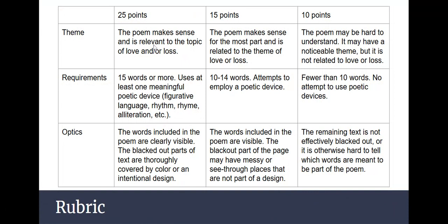So here's your rubric. If you're shooting for an A, that's this column over here. The poem makes sense and is relevant to the topic of love and or loss. It has 15 words or more and uses at least one meaningful poetic device, such as figurative language, rhythm, rhyme, alliteration, etc. The words included in the poem are clearly visible. The blacked out parts of the text are thoroughly covered by color or an intentional design.